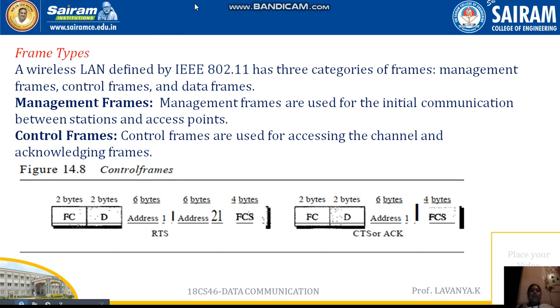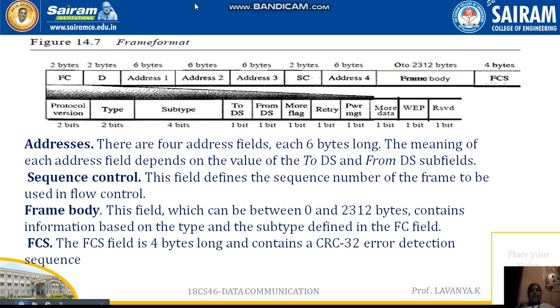See, these all are the formats which we are using in our frame format, like we discussed: protocol version, type, subtype, to DS, from DS, more flags, retry, power management, everything. Apart from that, it contains different subfields: address, sequence control, frame body, and FCS.